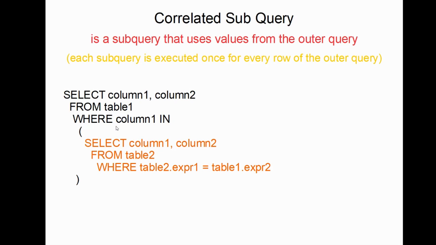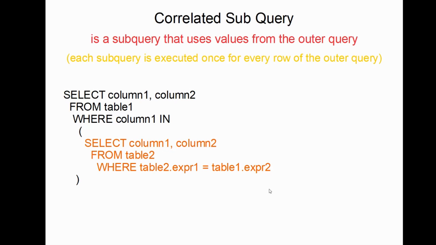So here's an example of a correlated subquery. Select some column from some table where the column 1 is in this select set, or return set. But look at this return set. It says select some column from table 2. This was table 1. Now this is table 2. So far, so good. But look at my where clause. It says where some kind of expression in table 2 equals something in table 1.